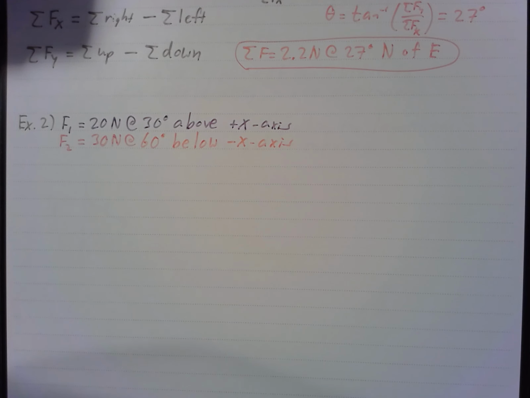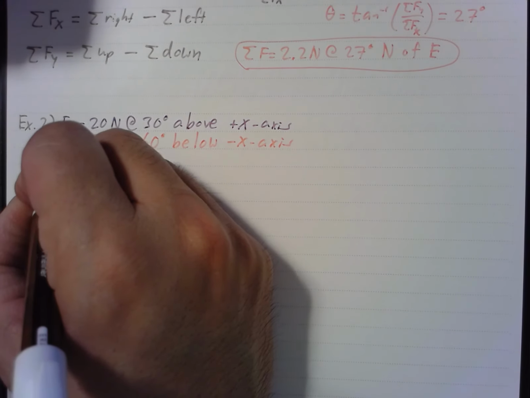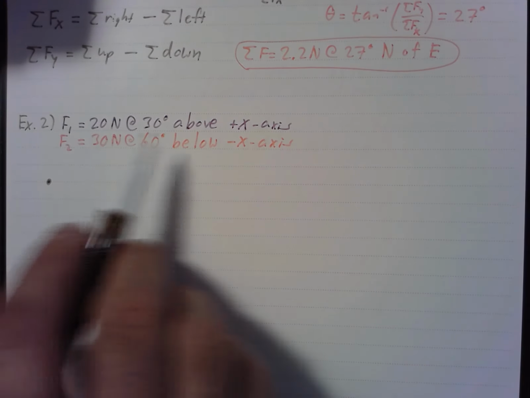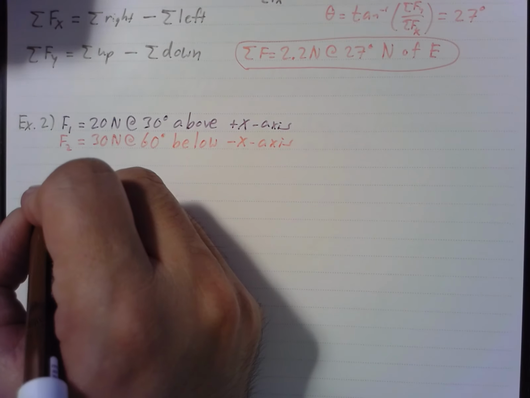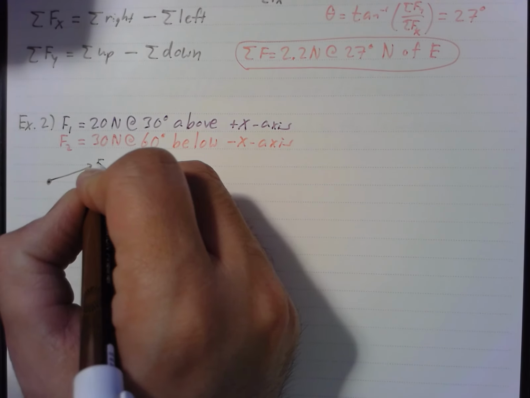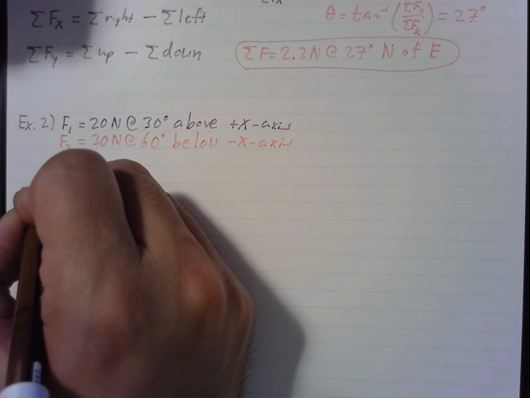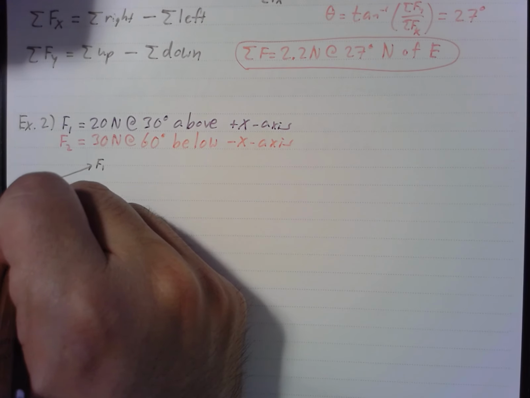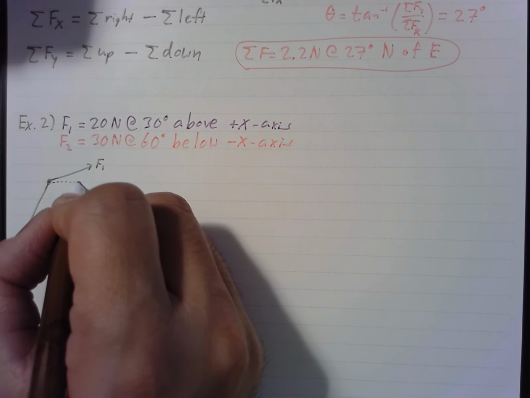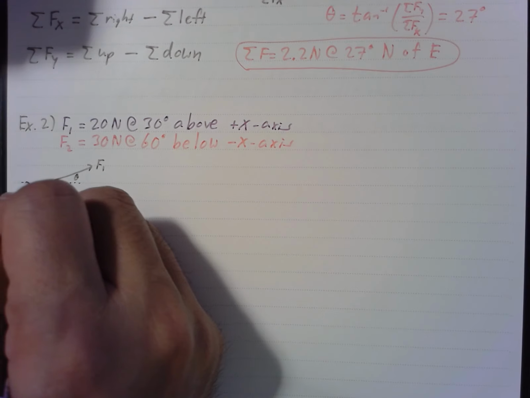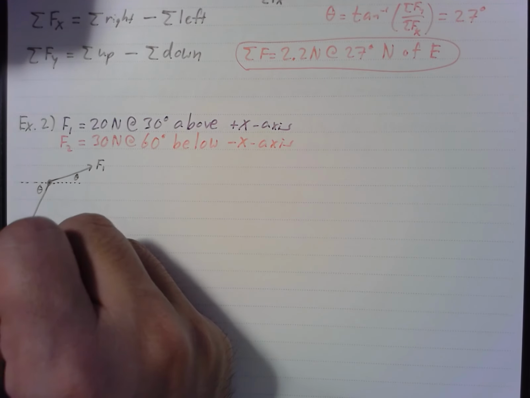And so instead of going with north, south, east, and west, I went with the angle away from the x-axis in the positive or negative direction. If I were to look at this visually, I would have F1 is 30 degrees above the x-axis, and F2 is 60 degrees below the negative x-axis. So maybe that's like here. Those angles are this one and this one.